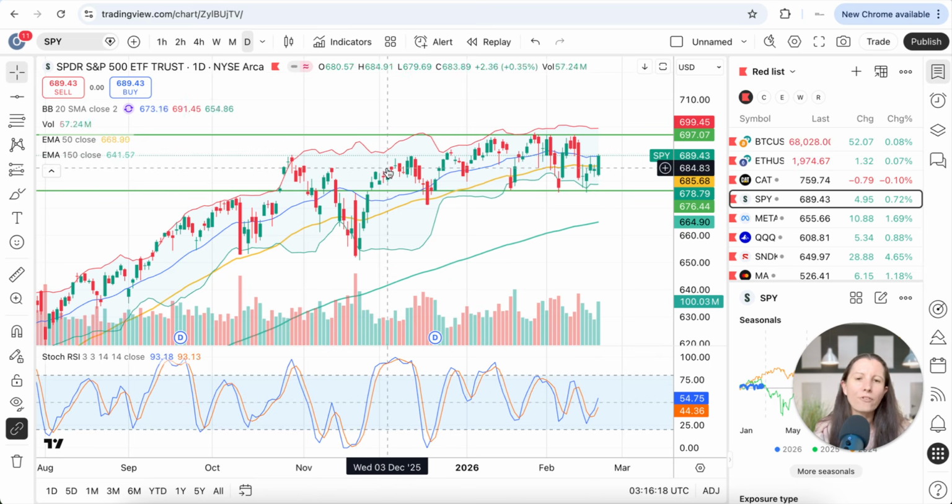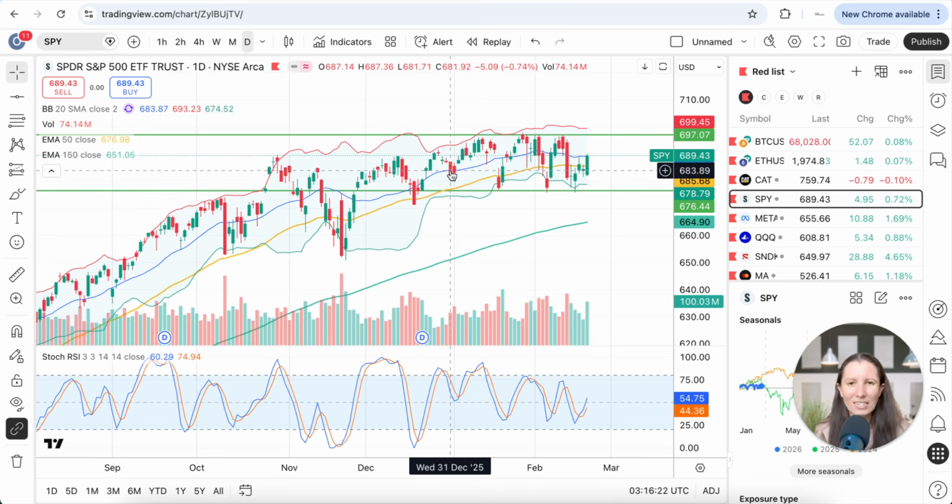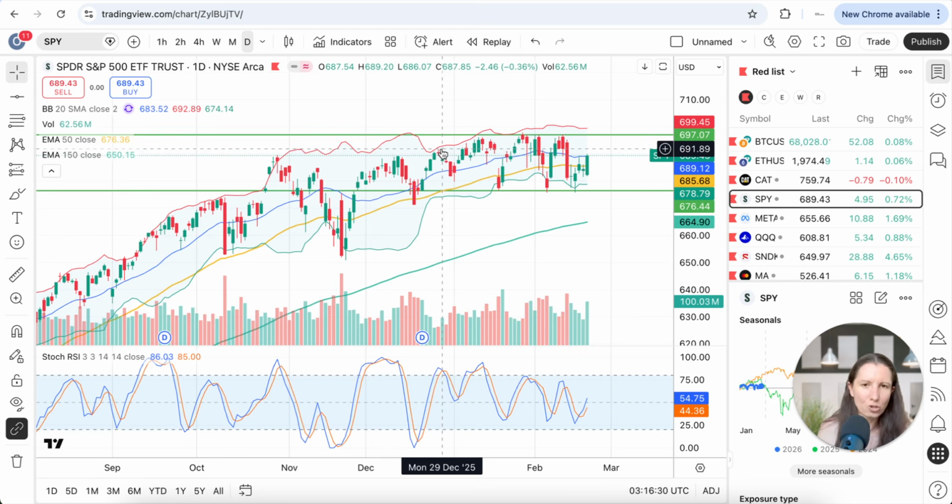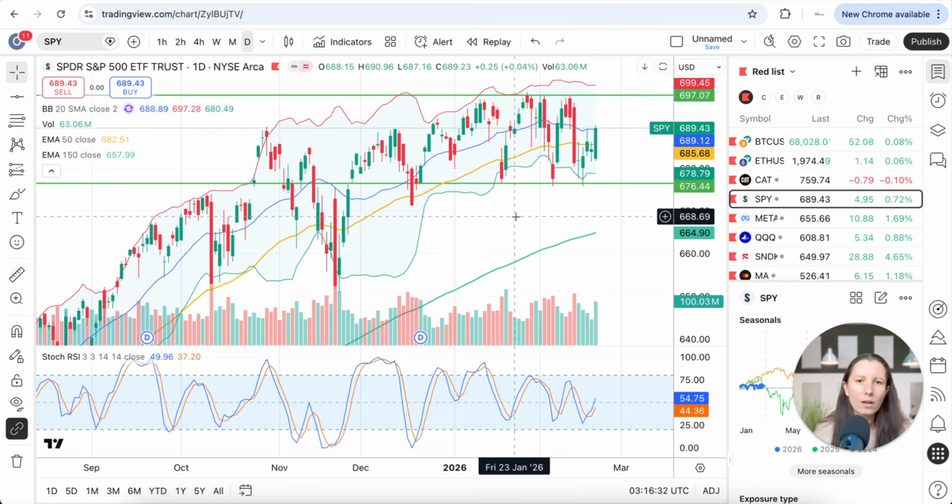Now, we follow the trend. That's number one. We always follow the trend. Number two, we enter at the support and at the resistance. How do we find when those entries are? Well, let's have a look.